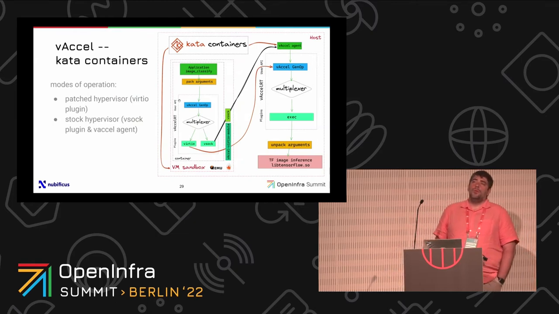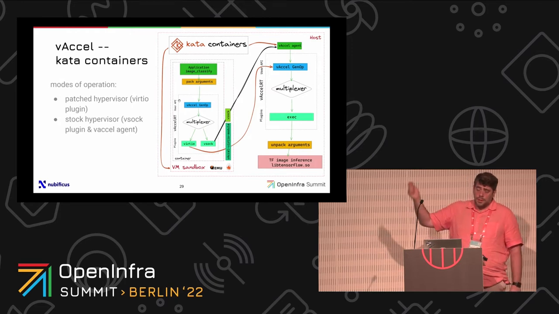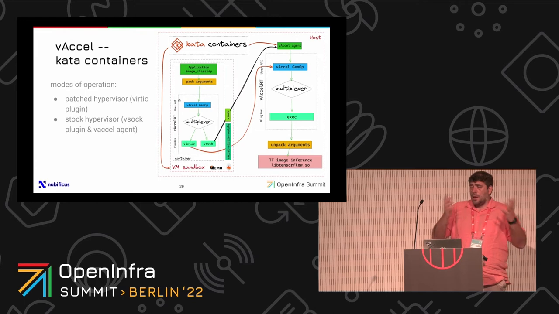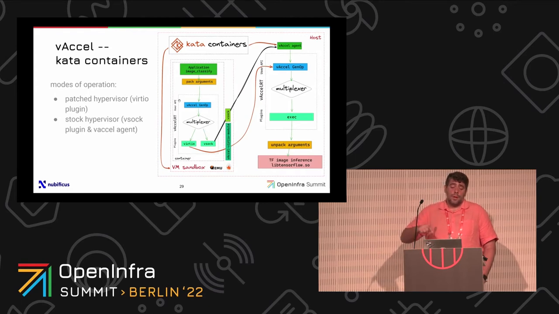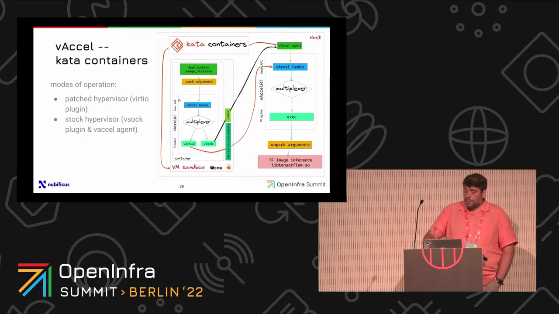Now, to be able to use that on a serverless environment, we need some kind of orchestration framework, and we need to make sure that the agent in case of the VSOCK, or the hypervisor is the correct hypervisor with the backend, and the rootFS of the VM has got the virtio module and stuff like that. So we've integrated vAccel in Kata containers, and we've done both implementations for the patched hypervisor, both QEMU and Firecracker, and with the VSOCK approach, which should be hypervisor agnostic, but we've only tried Firecracker and QEMU on that.